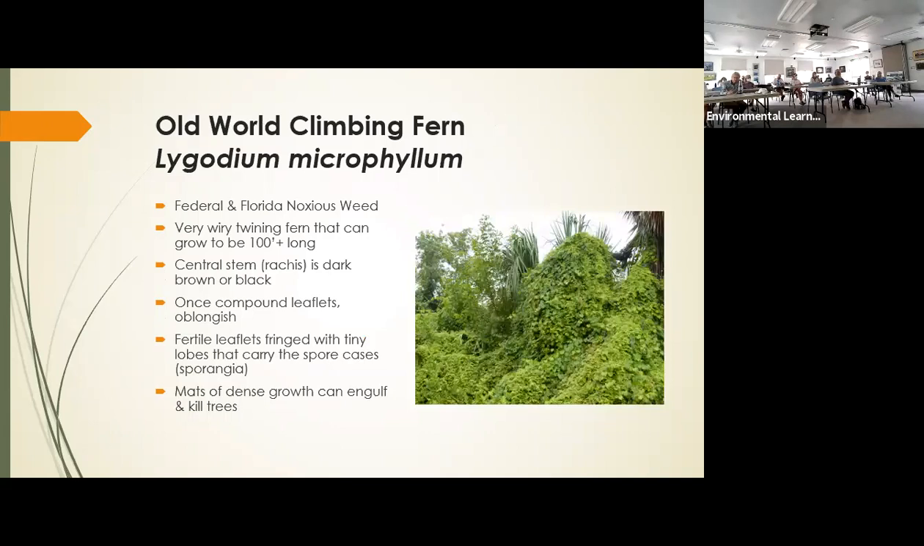And this one is a very, very evil plant. It's a vine, but it is also a fern. This is old world climbing fern, or Lygodium microphyllum. It's on both the federal and state noxious weed lists, and it can grow. One branch can grow to be 100 feet long.